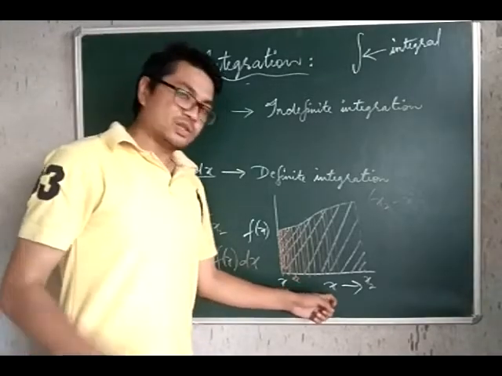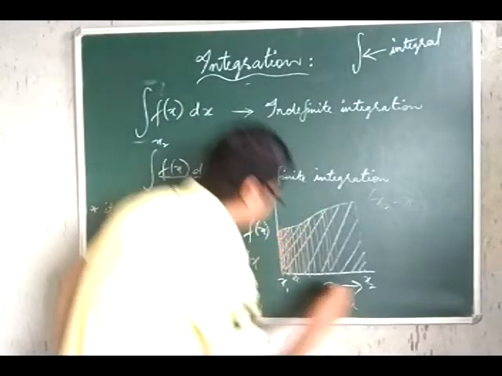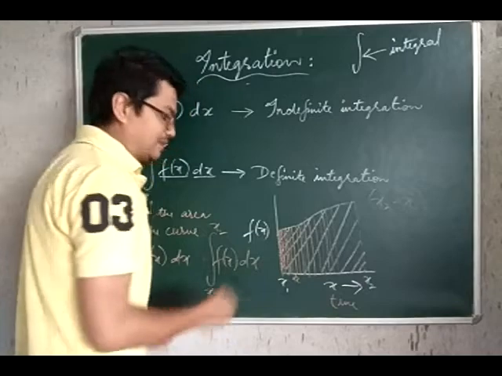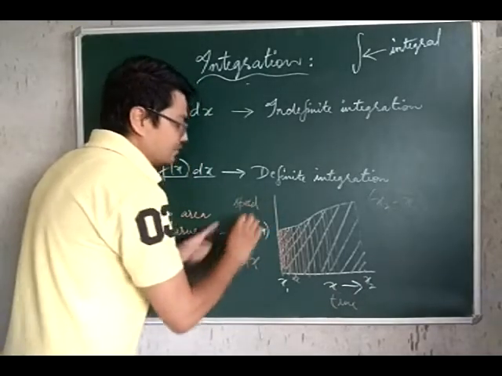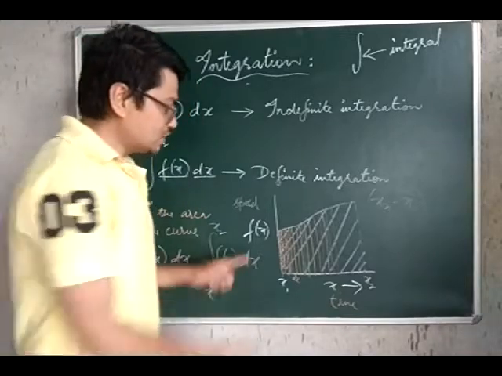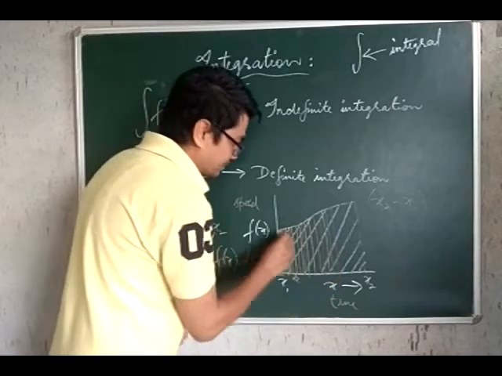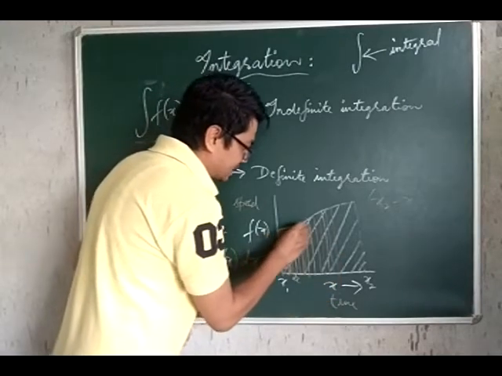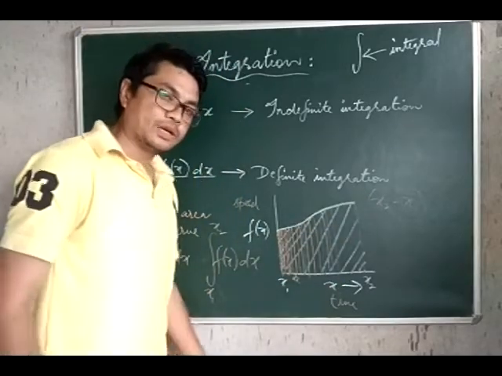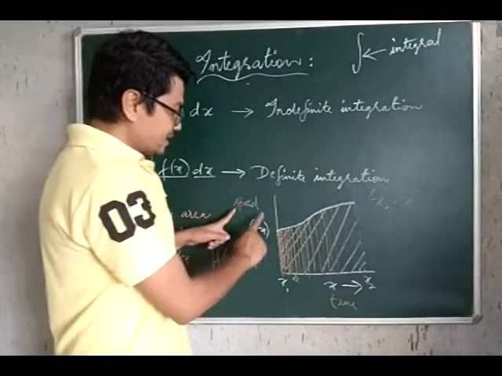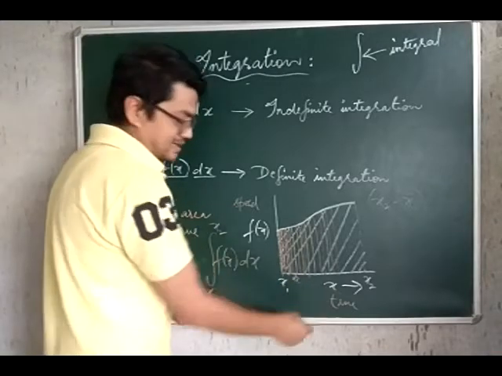Now x could be time, and f of x, the function of time, could be speed. So you could be plotting speed versus time. This is the speed of a car as time progresses, and you can see the speed of the car is gradually increasing. So what is f of x into dx, so to say? F of x is speed and x is time.